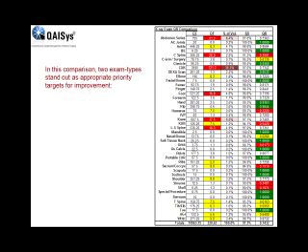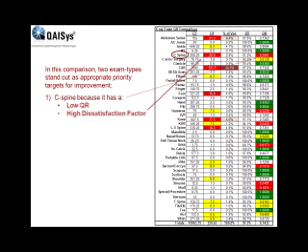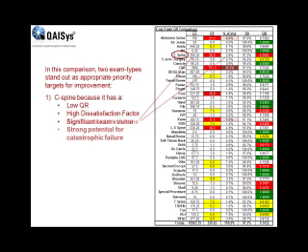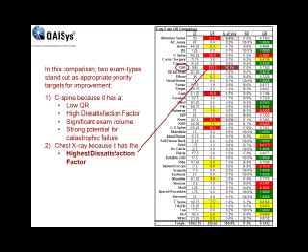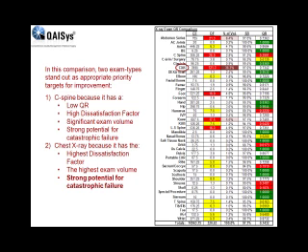In this comparison, 2 exam types stand out as appropriate priority targets for improvement. First is C-spine because it has a low QR, high dissatisfaction factor, significant exam volume, and a relatively strong potential for catastrophic failure. Second is chest X-ray because it has the highest dissatisfaction factor, the highest exam volume, and a fairly strong potential for catastrophic failure.